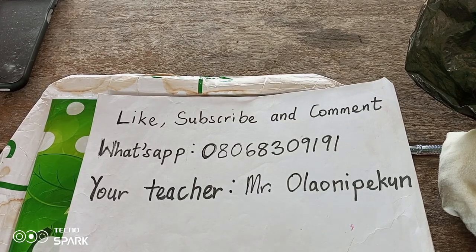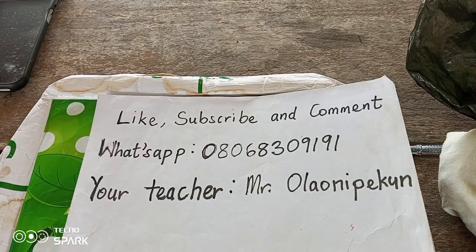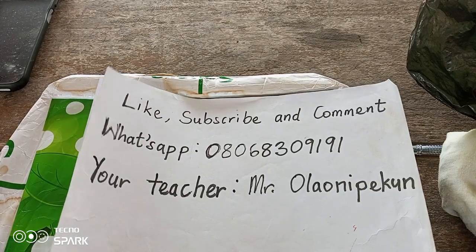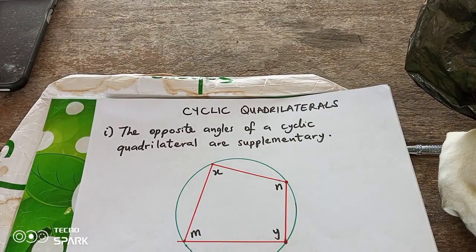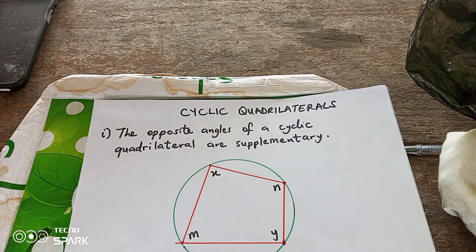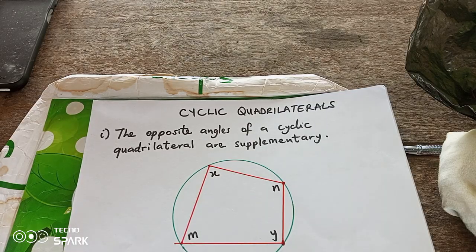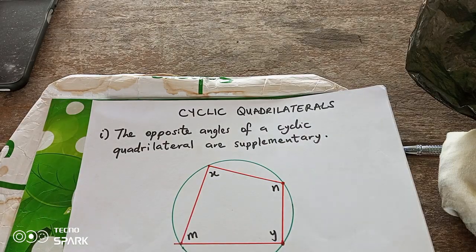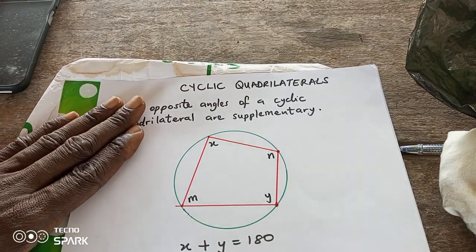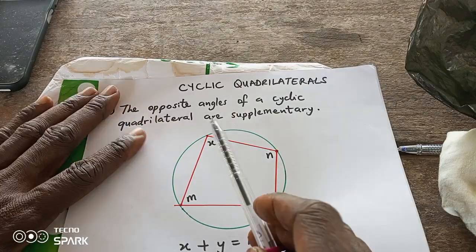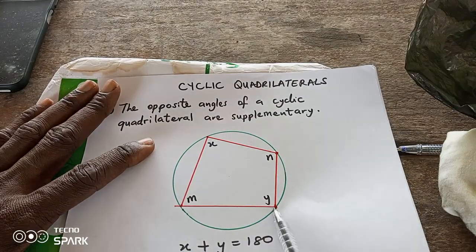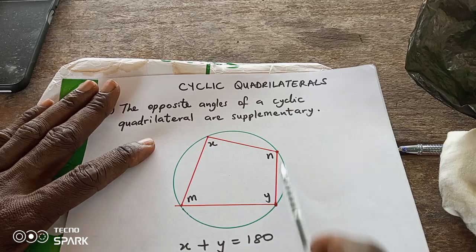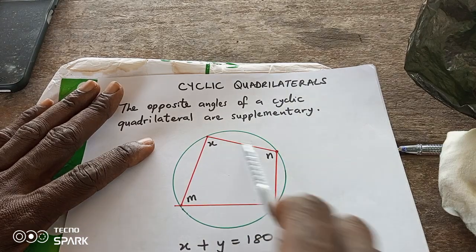Hello students, we are still on circle geometry. Now we are moving on to cyclic quadrilateral. When you talk of a cyclic quadrilateral, you know a quadrilateral is a plane figure bounded by four sides. So if this is bounded by four sides, 1, 2, 3, 4, this is a quadrilateral.